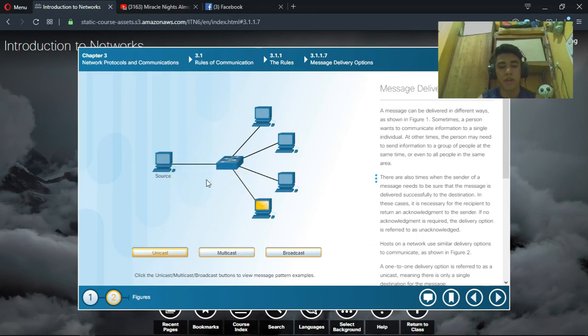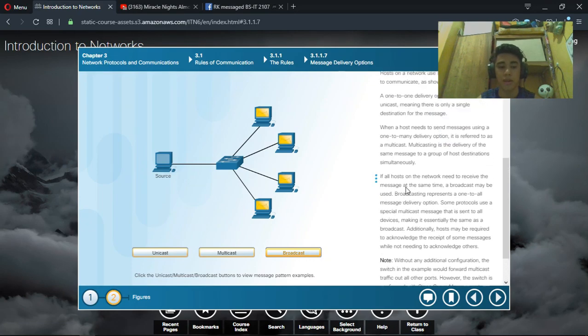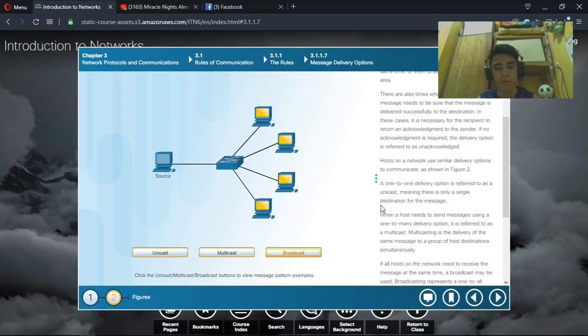If the source sends a unicast message, it will go directly to its destination. If multicast, it will go to a group of hosts that have the same destination. If broadcast, it will go through all of the hosts on the network. Unicast is one to one, and multicast is one to many. Also, the broadcast.